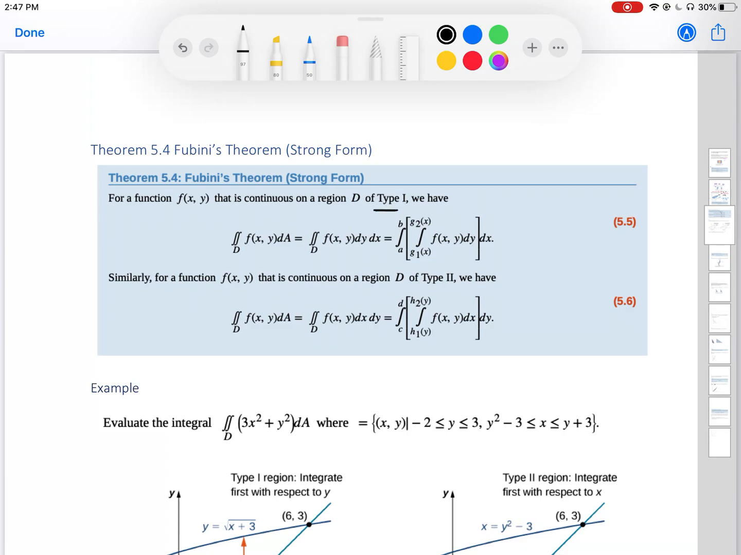We have the integral of f of x y dA is equal to the integral of the integral of f of x comma y dy dx. So what it's saying here is if we're doing type 1, we first want to integrate our argument in terms of y and then of x. Similarly for type 2, we first want to integrate with x and then with y.